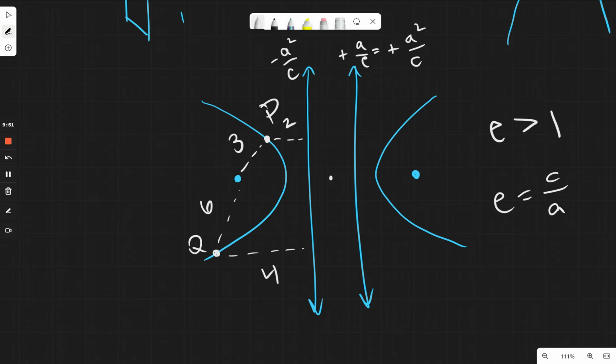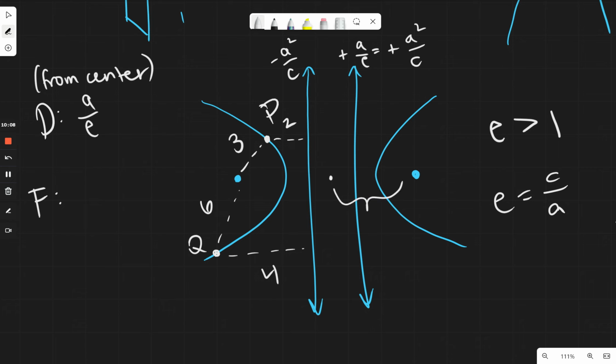Now, one thing is kind of interesting, and this might make it easier to remember: to find the directrix, and this is from the center, you shift by A over E. And if you recall, for the focus, this distance is C.